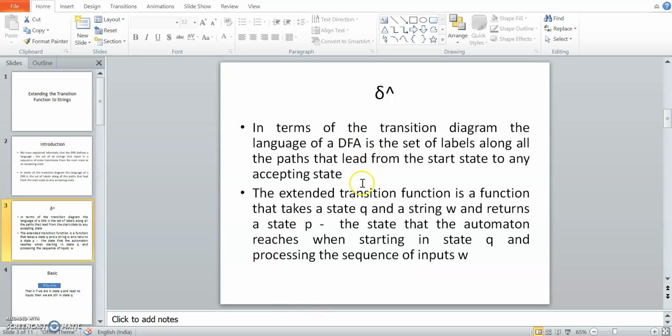Normally, what is the transition function? At a particular state, after reading an input symbol from the alphabet, we go to the new state. But the extended transition function talks about the state the automaton reaches starting in the state Q and processing the sequence of inputs. Some part of the string is already processed. Now I want to know what the next state will be after reading the last symbol.